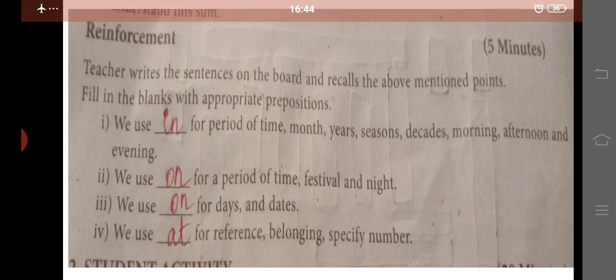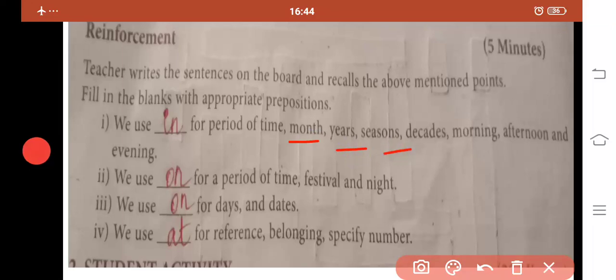Then they gave an exercise to us on page number 38. Reinforcement: the teacher writes the sentences on the board and recalls the above mentioned points. Fill in the blanks with the appropriate prepositions. The first one: we use dash for period of time, month, years, seasons. Already we saw this in the earlier slide. We use the word in before month, years, seasons. So the word in is the correct answer there.